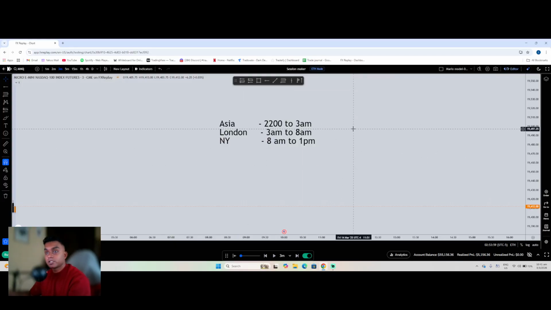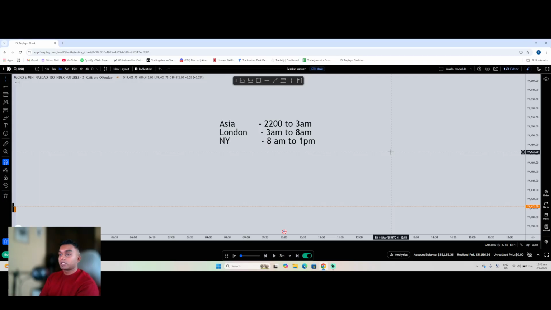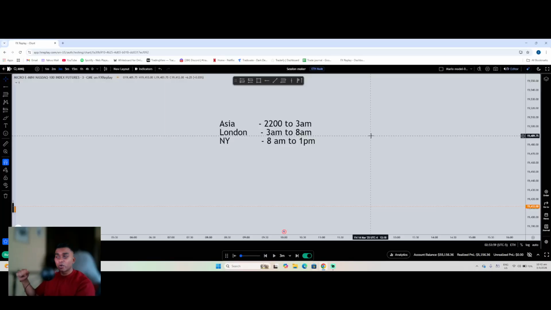Okay, all these timings are in UTC -5, which is New York timing. The reason why I use New York timing to mark my timing is because of daylight savings, right? Sometimes when daylight savings happens, if I use my own time, I'm going to be wrong. So I use the London timing to mark out the timings and then change it to whichever country you're from. But always use the New York timing so that you don't confuse yourself.